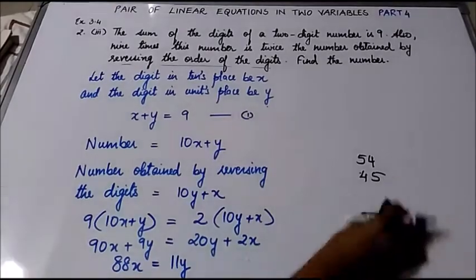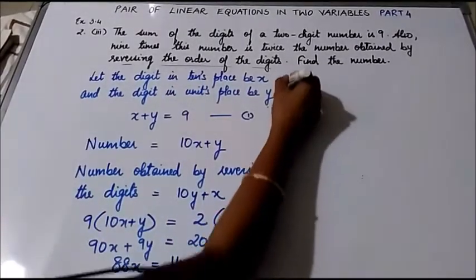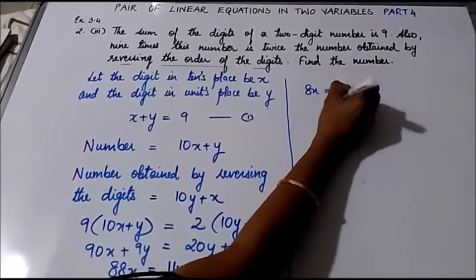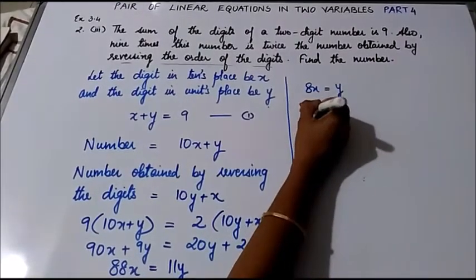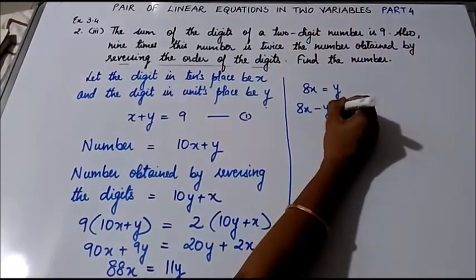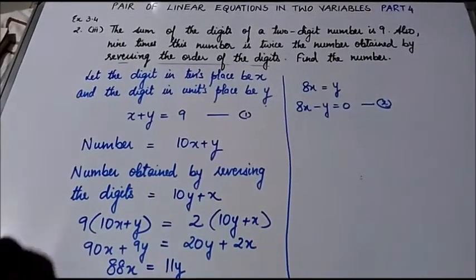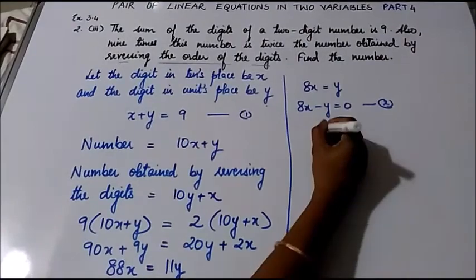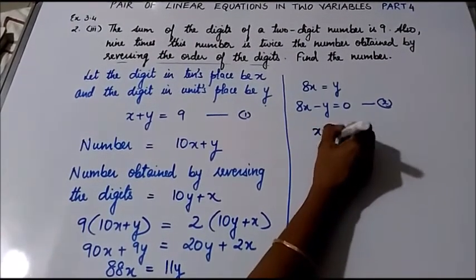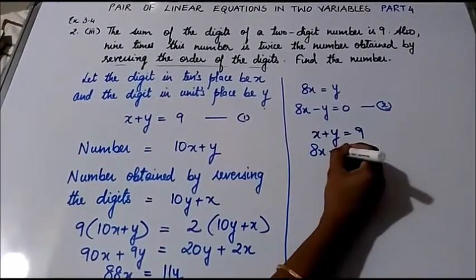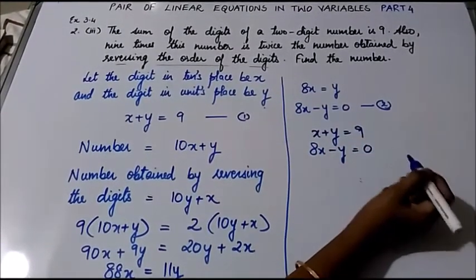What is common here? 11 is common. So we can simplify the equation as 8x is equal to y. We get this as 8x minus y equal to 0. This becomes the second equation. Now let us solve it by the elimination method. The first equation is x plus y is equal to 9. Second is 8x minus y is equal to 0.